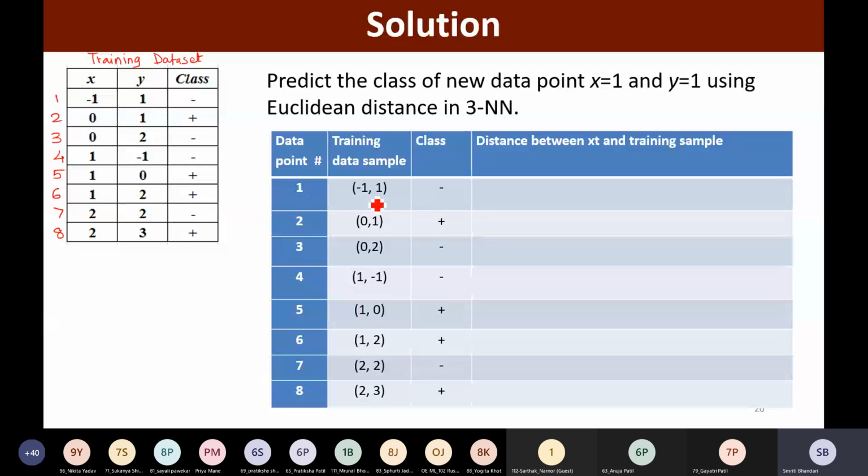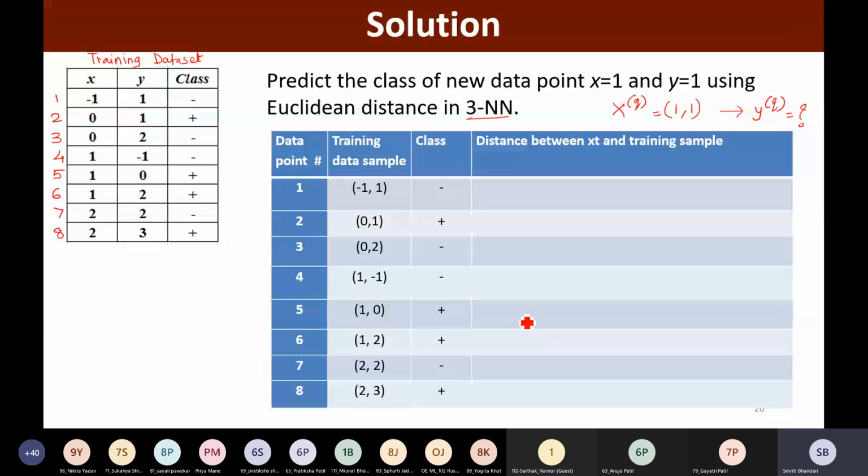Every training sample has 2 features. So it is described by -1, 1, and the class for this sample is negative. My query instance xq has the feature vector 1, 1. For this xq, I want to predict yq, and I need to make use of 3NN.